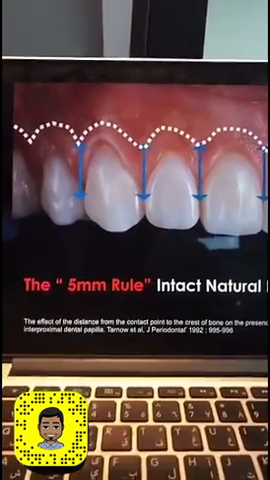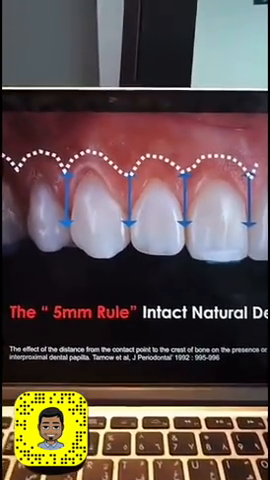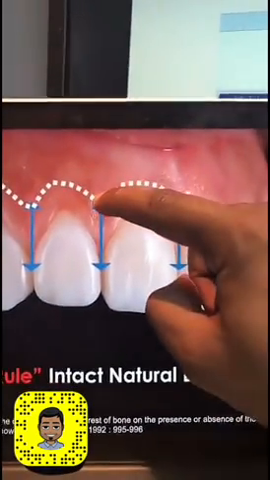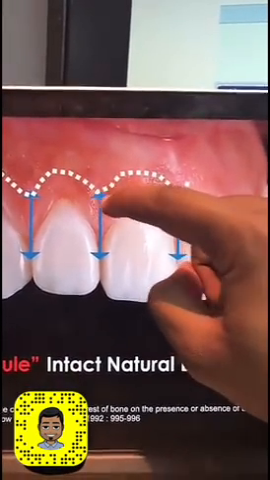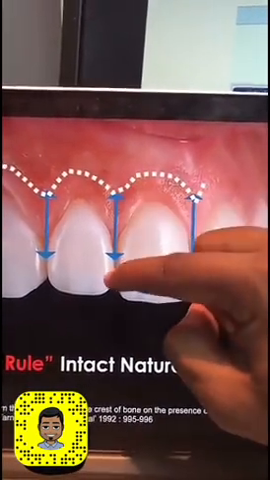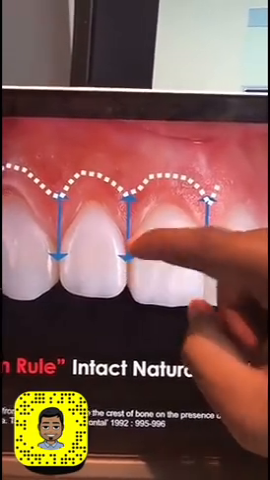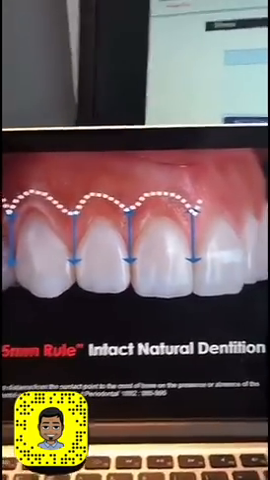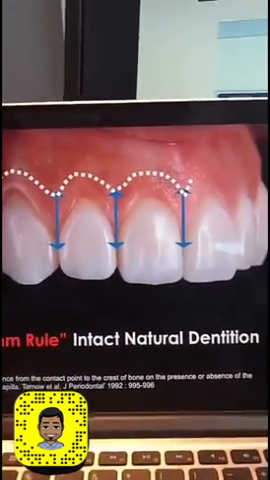Another important concept is the 5 mm rule. So what is the 5 mm rule? Well, this is a very important rule that was first discovered and published by Tarnow in 1992. And he said that if the distance between the crest of the bone and the interproximal contact is 5 mm, 100% of the time you will have a full papilla, okay?